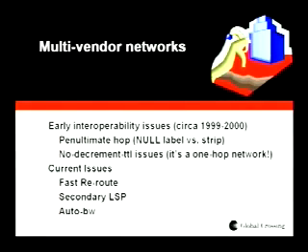Some of the current issues that we face from an interoperability standpoint include fast reroute, having compatible implementations, also stability in the code that is currently available to perform these functions, secondary LSPs to back up your primary ones, and also something that we're looking to do is auto bandwidth across both vendors.